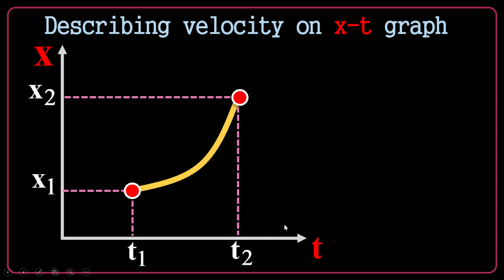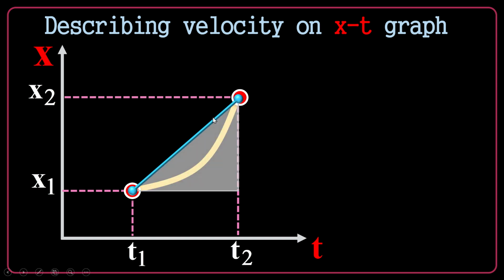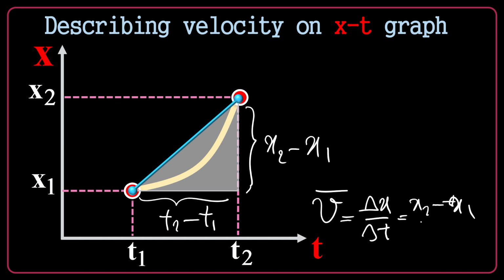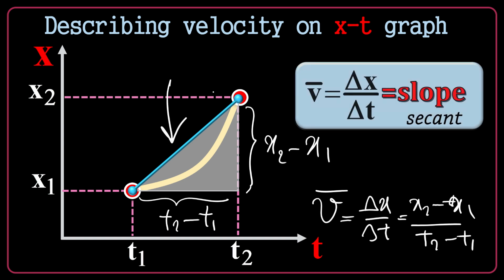Let's go back to the xt graph again. This xt graph starts from t1 and x1 and ends at t2 and x2, okay? Let's make the second line here. And to find the slope of the second line, I should establish a triangle. Here I have x2 minus x1, which is the height of this triangle, and the base is t2 minus t1. You remember, the average velocity was delta x over delta t, which is x2 minus x1 over t2 minus t1. What you see here is exactly the slope of the second line. So the slope of the second line on the xt graph is the average velocity.